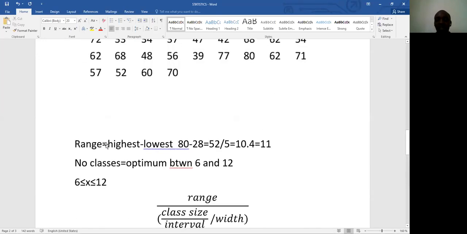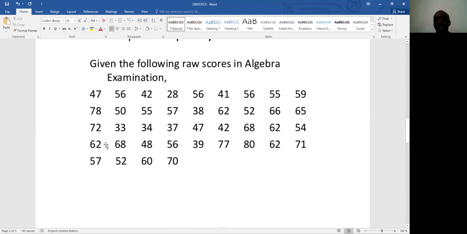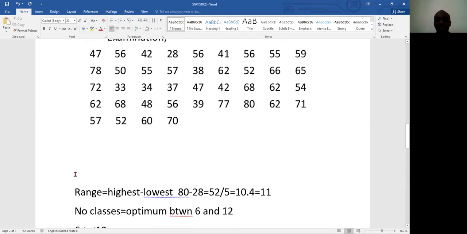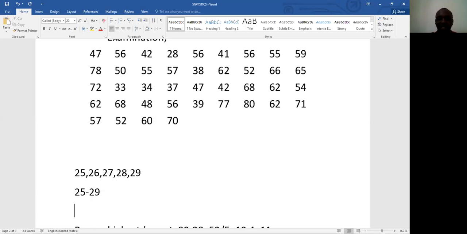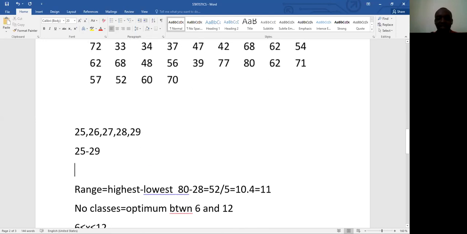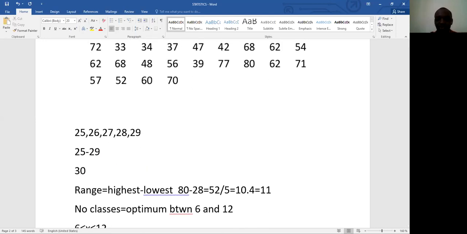What does that mean? Let's say that's what I'm going to use. If I want to use a class width of 5, the lowest number is 28, but let me not start at 28. Let me start at 25. So 25 is included. The next numbers are 26, 27, 28, and 29. These are 1, 2, 3, 4, 5. So the first class is 25 to 29. The next one starts at 30, because 29 is not included.